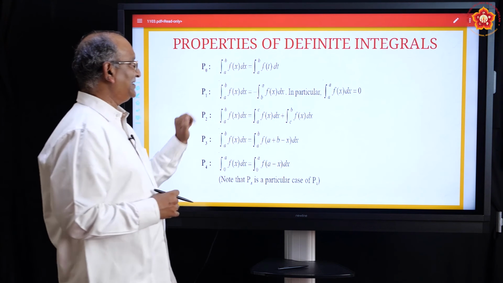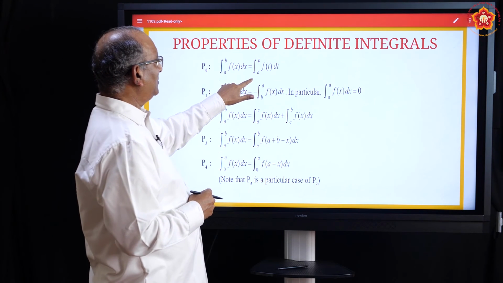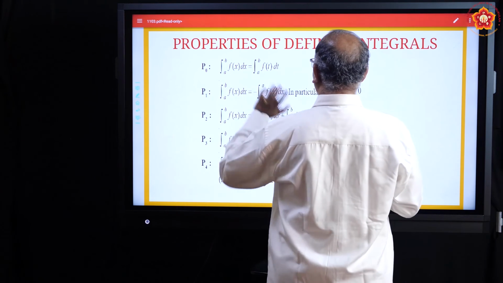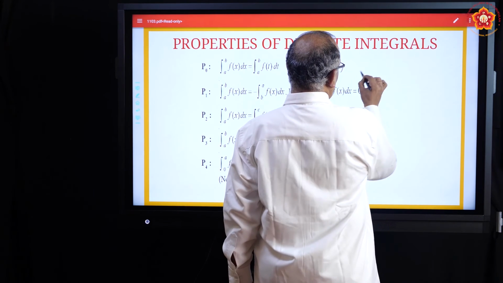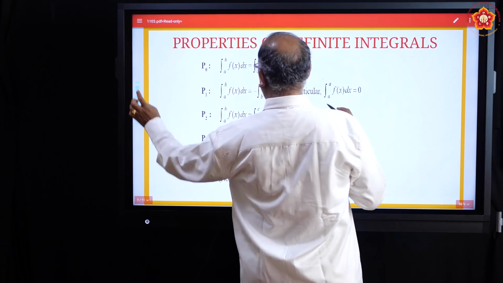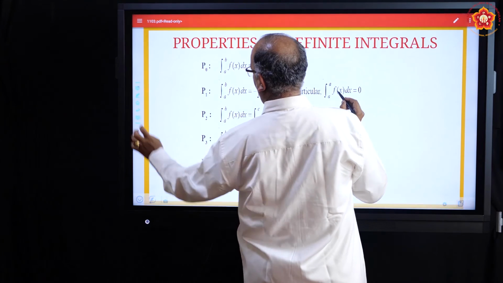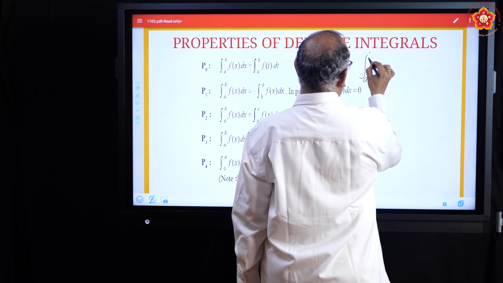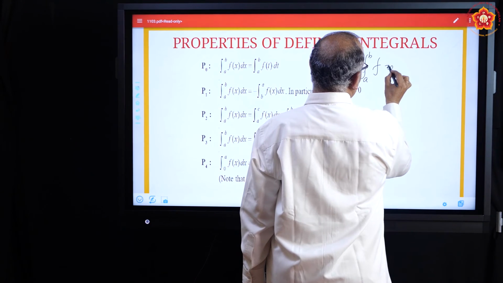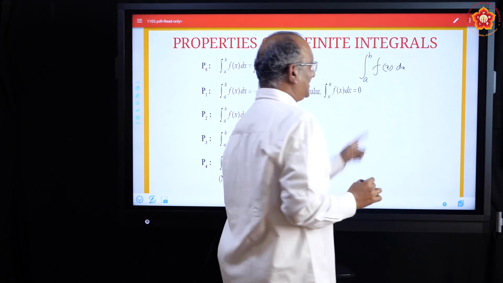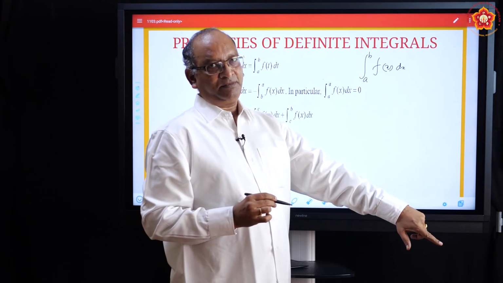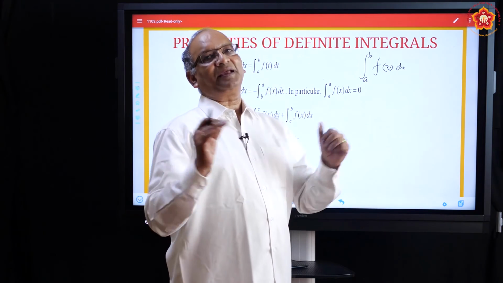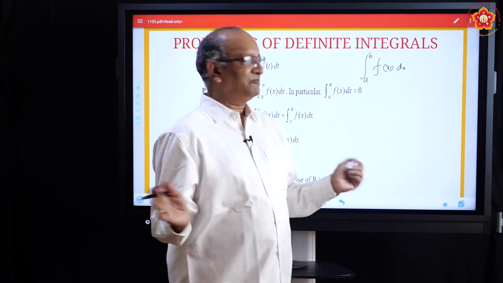The first one says integral a to b f of x dx equals integral a to b f of t dt. Means what? If you change the variable, if this x is changed into t, dx will change into dt, but the value of the integral will remain the same. There is no change in the value of the integral.